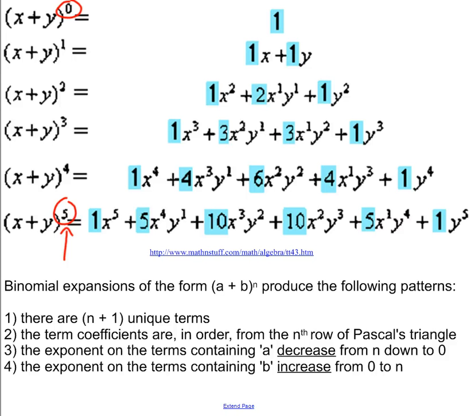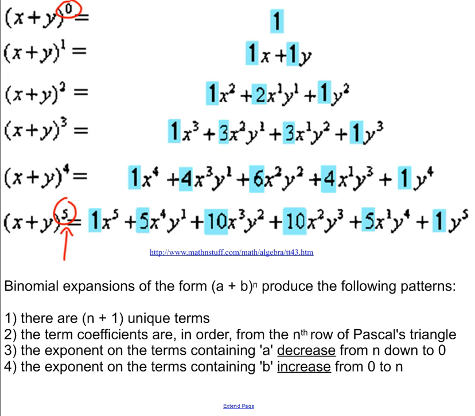The term coefficients are in order from the nth row of Pascal's triangle. Now keep in mind, in this case, the 5th row would actually be the 6th row because row 0 starts us off. All right, so keeping consistent with the horizontal row number n, the term coefficients are going to come from the nth row. Third pattern that we see is that the exponent on the terms containing a decrease in steps of 1 from n down to 0. Finally, the exponent on the terms containing the b value are going to increase, again, in steps of 1 from 0 to n.